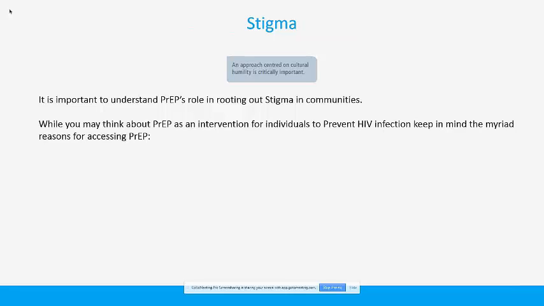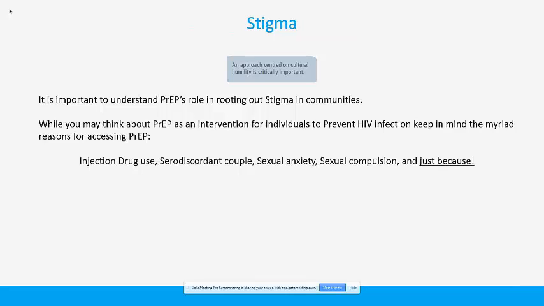Think about everybody who would benefit from this and the variety of reasons why they would need that. Think about injection drug users or serodiscordant couples, couples where one partner is HIV positive and the other is HIV negative. Think about people that have sexual anxiety from growing up in a society where they heard so much about HIV as being this demon that was going to come to haunt them every time they have sex.